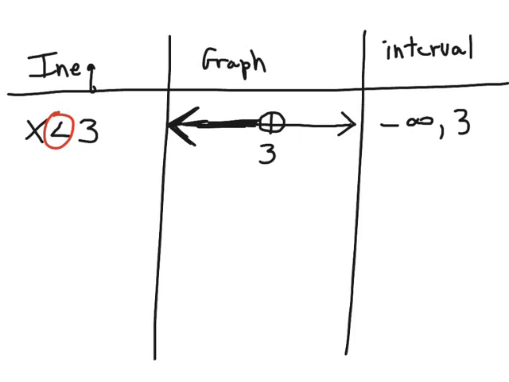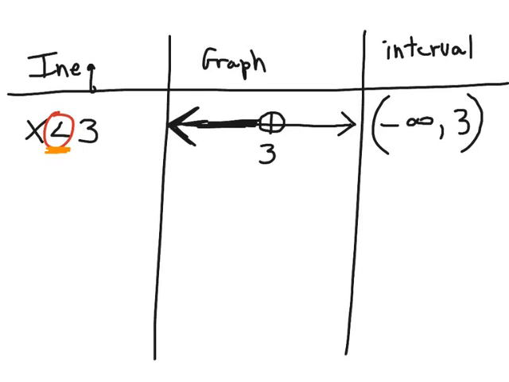A positive infinity or a negative infinity always gets a round bracket. The 3 in this case also gets a round bracket, a parenthesis, because there's just a less than back here. If there were a less than or equal to, then we would use a square bracket. So let's do an example of that and see how the difference is in the number line also.